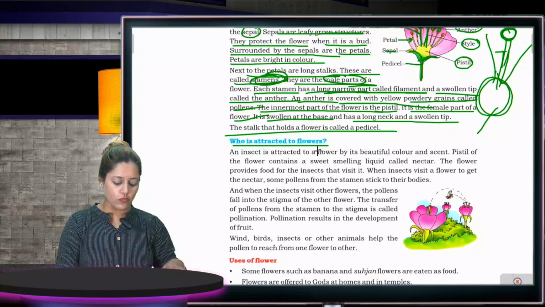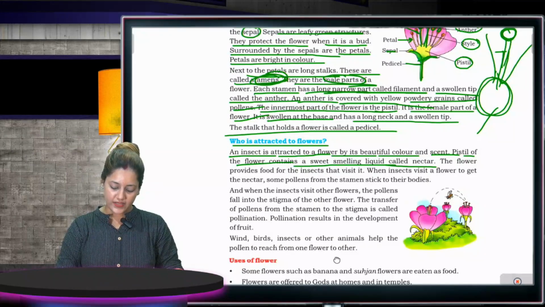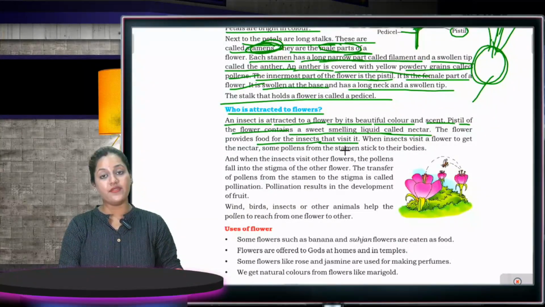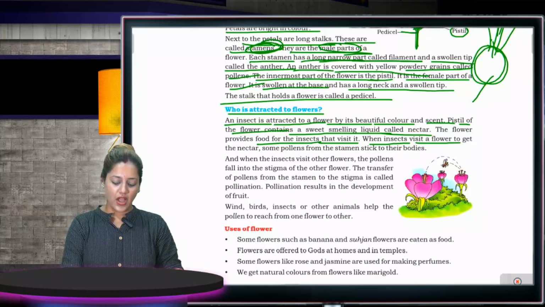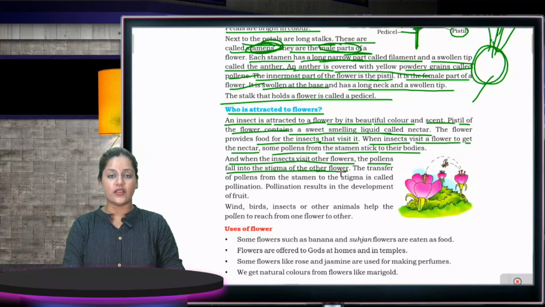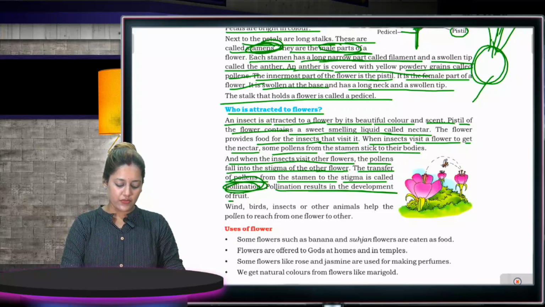Who is attracted to flowers? An insect is attracted to a flower by its beautiful color and scent. The pistil of the flower contains a sweet smelling liquid called nectar. The flower provides food for the insects when they visit it. When insects visit a flower to get nectar, some pollen from the stamen sticks to their body. And when insects visit other flowers, the pollen falls on the stigma of the other flower. The transfer of pollen from stamen to stigma is called pollination. Pollination results in the development of fruit.